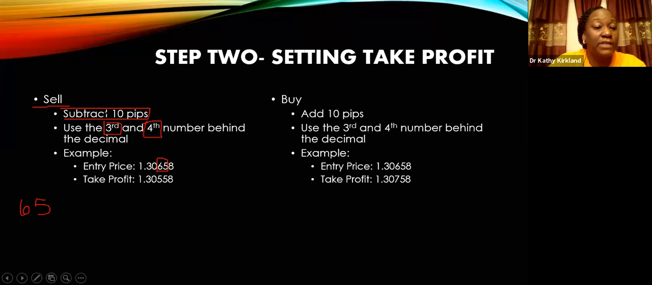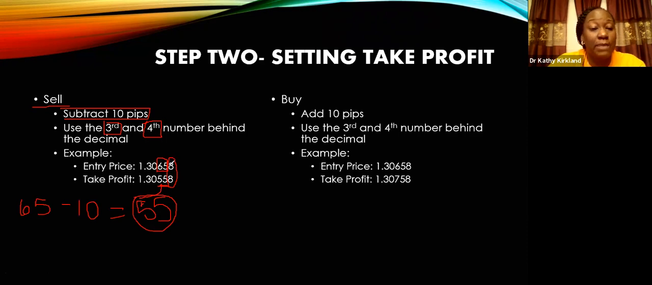Then we're going to do a take profit of 10 pips. I apologize, we're going to subtract because we're selling. Let me fix that. So we're going to subtract 10 pips. That's going to give us 55. So we take that 55 and place it in the third and the fourth number behind the decimal place. That will give us 1.30558. This last number will always stay the same. Make sure that you put that last number in there. That's a part of your PIP calculation. If you don't put that last number in there, you will not get your full 10 pips, which means you will lose some money. So that's called a pipette.